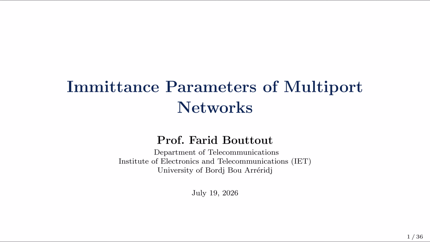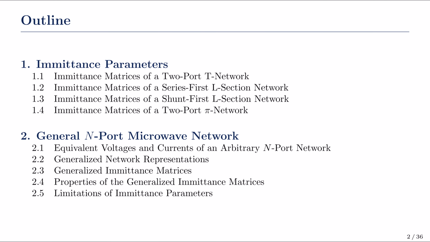Let's begin by reviewing the evolution of network parameter representations and the motivation for immittance parameters. Before we begin the mathematical derivations, let me briefly present the organization of this lecture. The session is divided into two major parts, progressing from classical two-port networks to the general formulation for multiport microwave networks. Part 1. We first study immittance parameters of four fundamental two-port topologies: the T network, the series-first L section, the shunt-first L section, and the pi network.